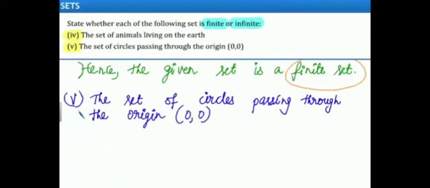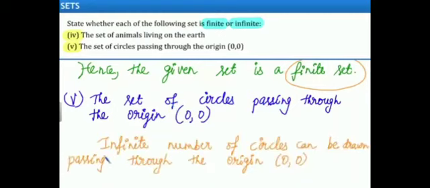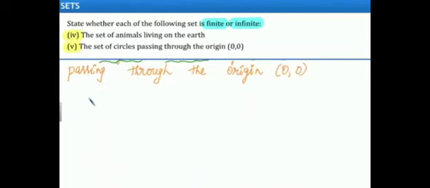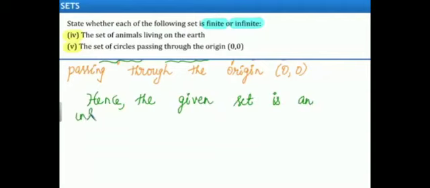Now fifth one, the set of circles passing through the origin (0, 0). So there are infinite number of circles passing through the origin, right? So infinite number of circles can be drawn passing through the origin (0, 0). Hence the given set is an infinite set.